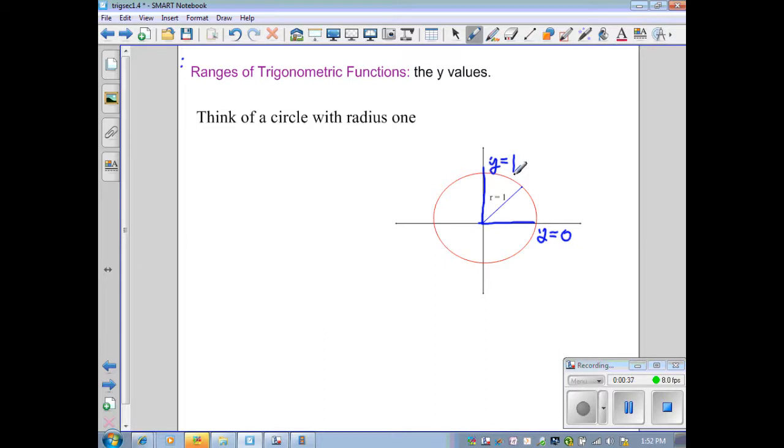Continuing counterclockwise, I'd head to 180 degrees. Here, similar to my 0 degrees, my x value is going to be a negative 1, but again, my y value is 0. If I go to 270 degrees, I'm going to have a situation where my x is 0 again, but here my y value is a negative 1. So you can see at this point so far, my range seems to go from small to large to be a negative 1 to 0.